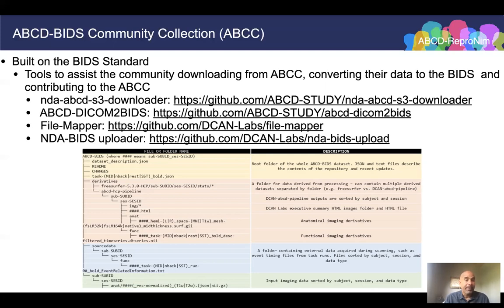There's what's called a file mapper. It's a program that allows users to convert their standard outputs into BIDS formats or BIDS derivatives formats, consistent with the rules of BIDS derivatives for upload. And then there's some code that allows for easy upload of BIDS-style data to the ABCC.